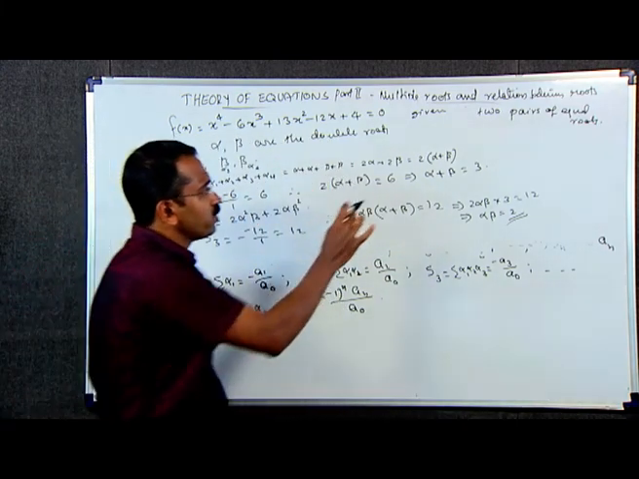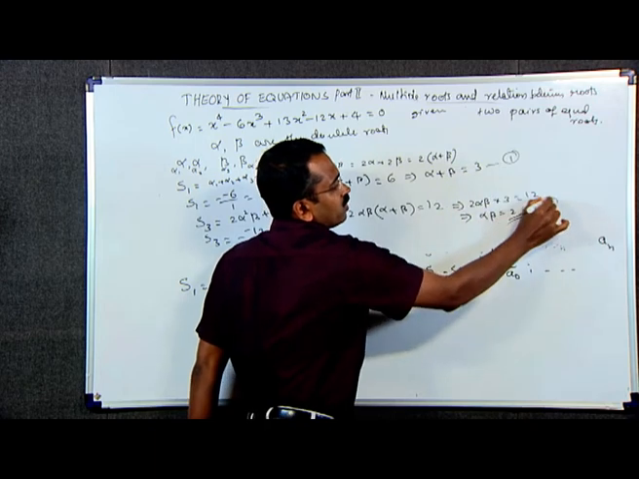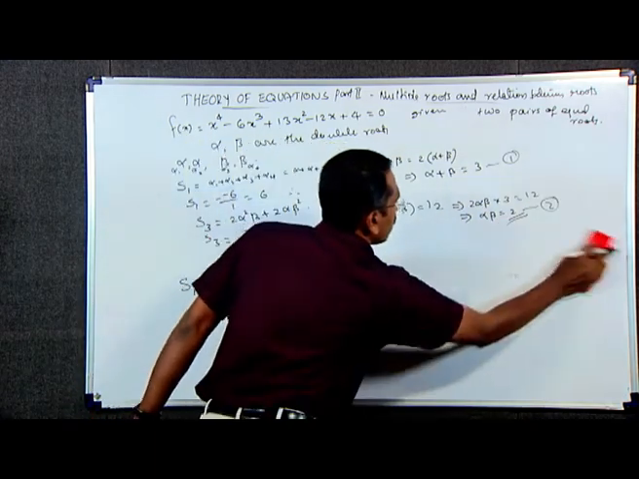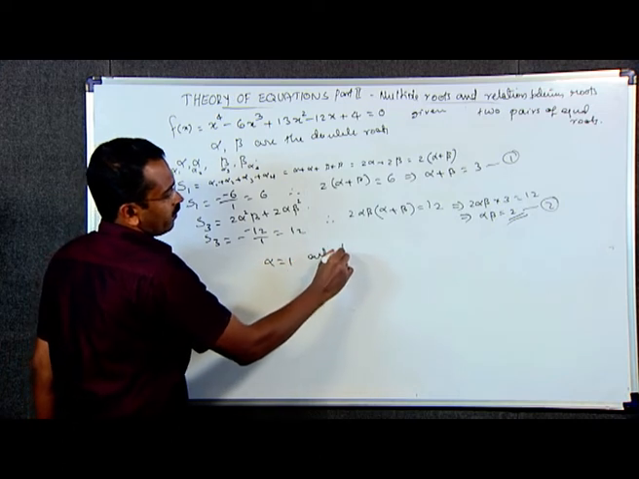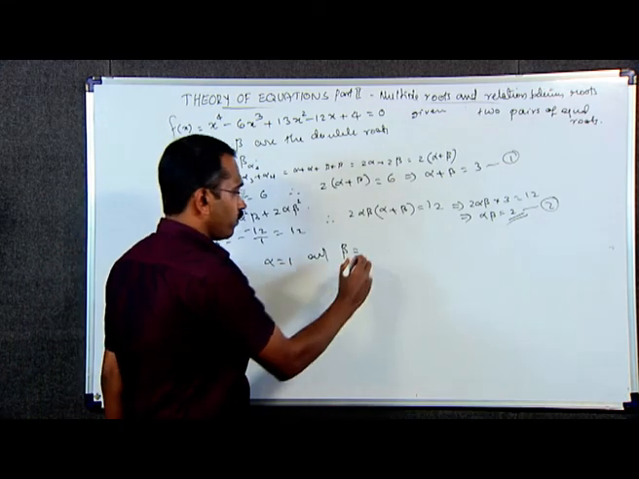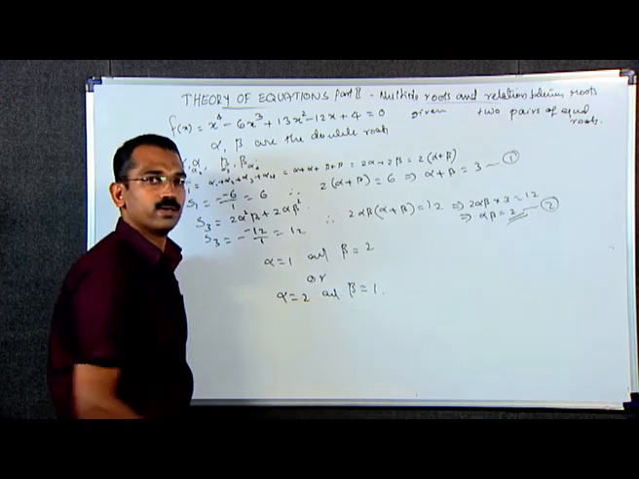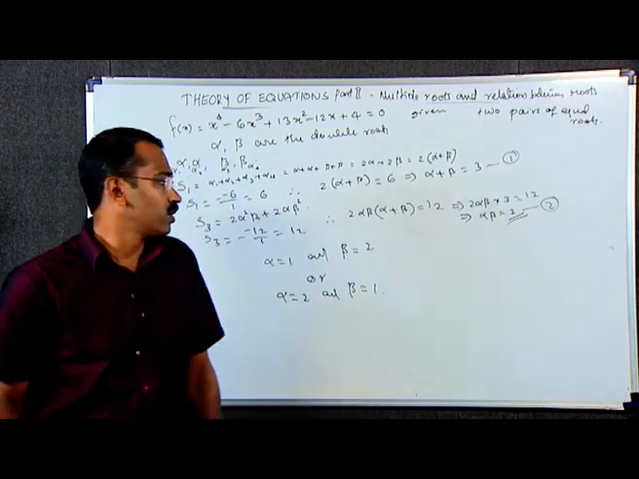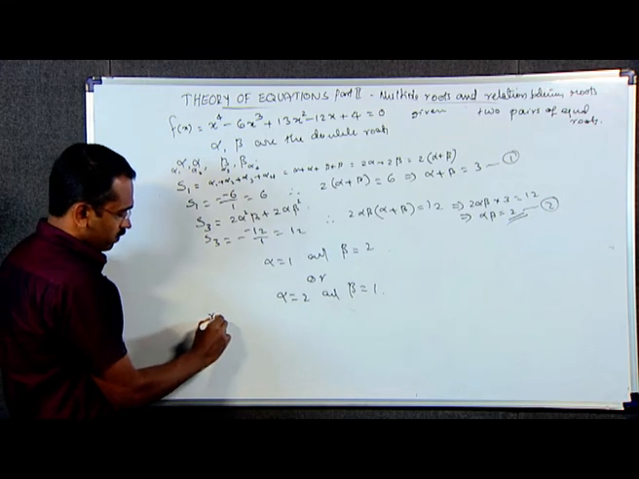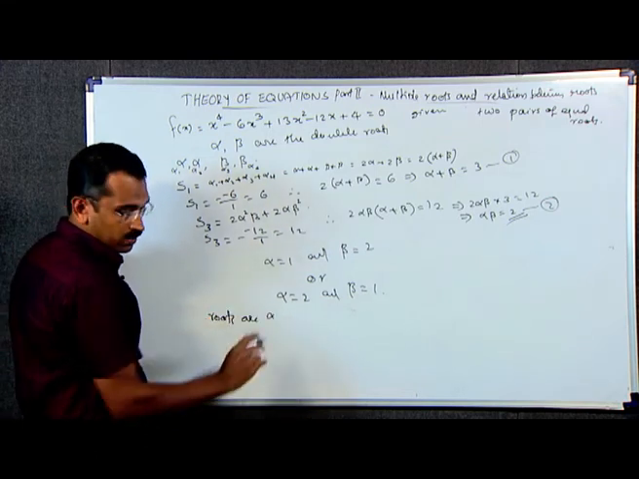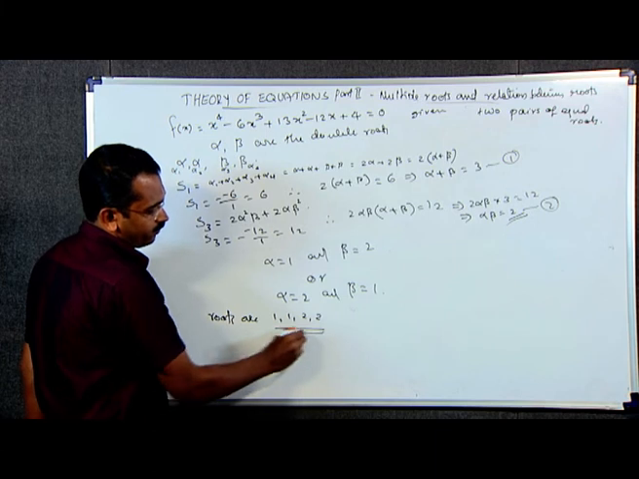Now we have two relations, alpha plus beta equal to 3 and alpha beta equal to 2. This is equation number 1 and this is equation number 2. On solving, we will get alpha is equal to 1 and beta is equal to 2, or alpha is equal to 2 and beta is equal to 1. Therefore, the required roots of the given equation are x is equal to 1, 1, 2 and 2.